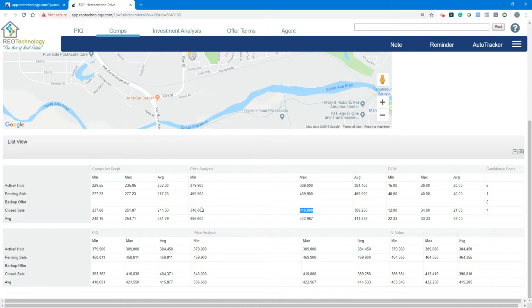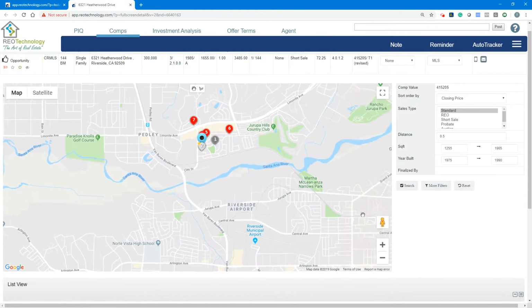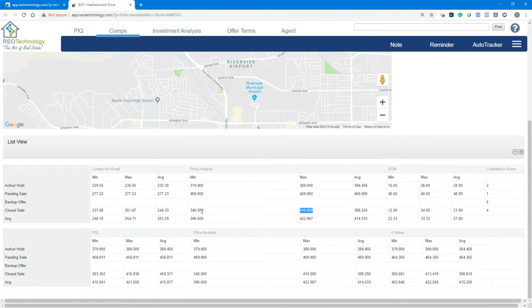And look at also the other side of that. The lowest home in this area sold, based on my filters, has been 340,000. My highest active is 389. My highest pending is 469. So you kind of get the idea.